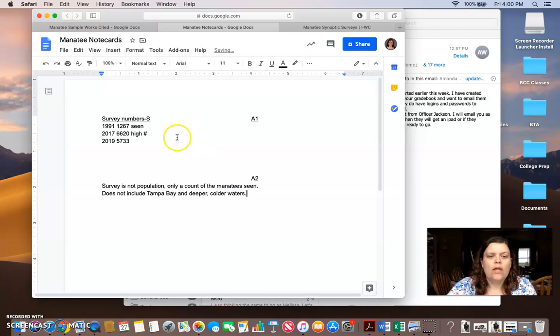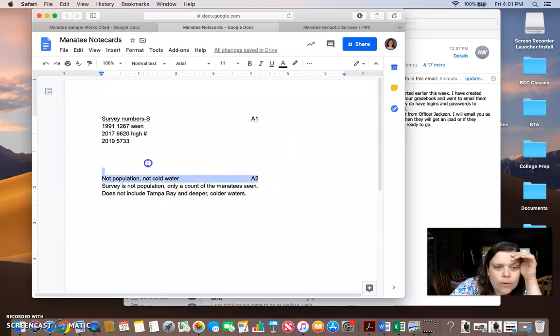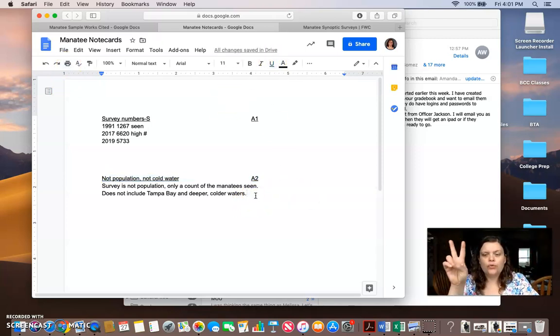Oops. Okay, and technically that could even be 2 note cards because I've got 2 sentences, like 2 pieces of information. So I'm going to say not population, not cold water. Okay, so real brief summary. Again, just like a couple words. Mine's 4, which would even be pushing it. Okay, so that right there, I've done 2 note cards from this source.